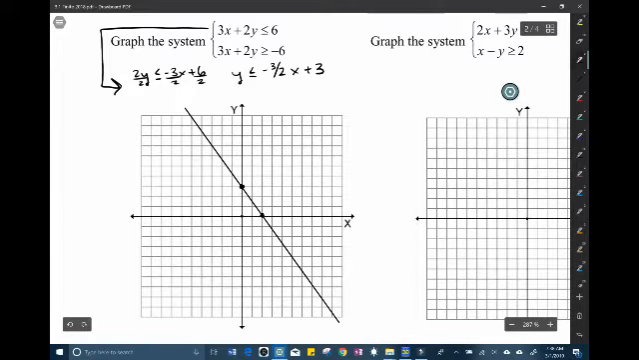Okay. Shading. Let's pick a test point, 0, 0. That's my test point. TP, not toilet paper. Is 0 less than or equal to 3 halves x, which would be 0 plus 3? Is 0 less than or equal to 3? Sure is.